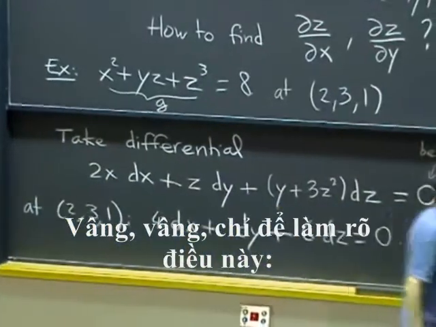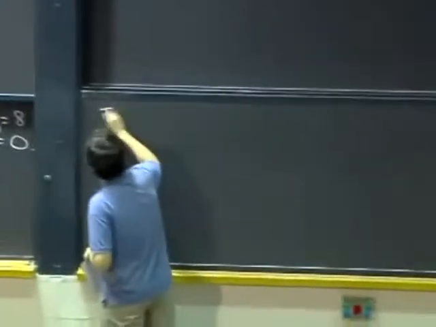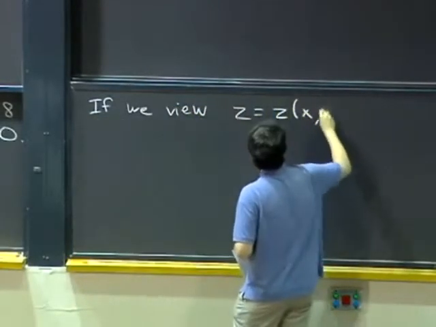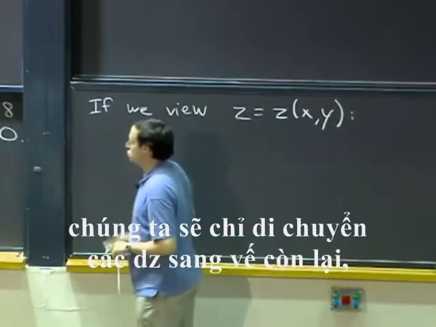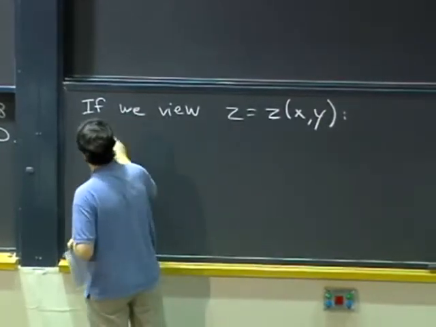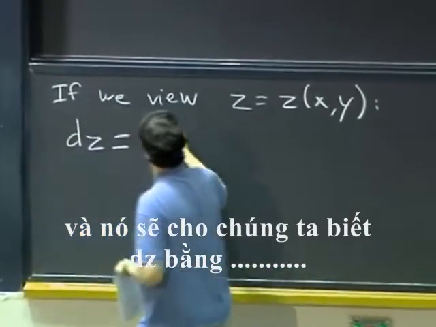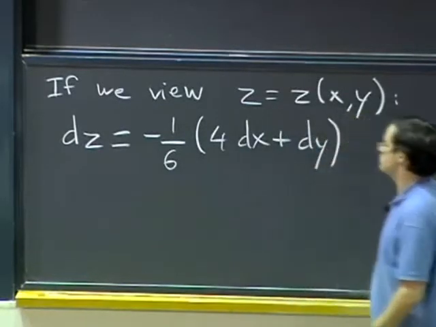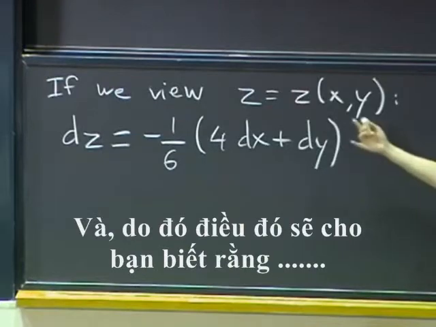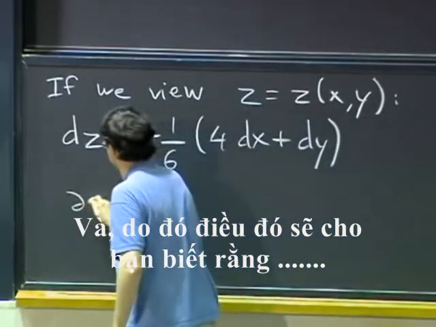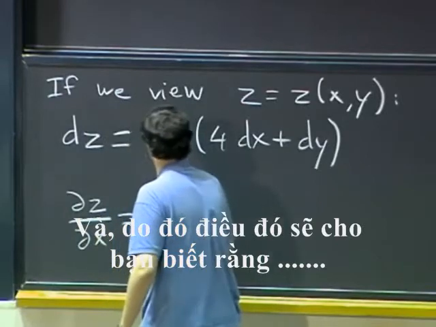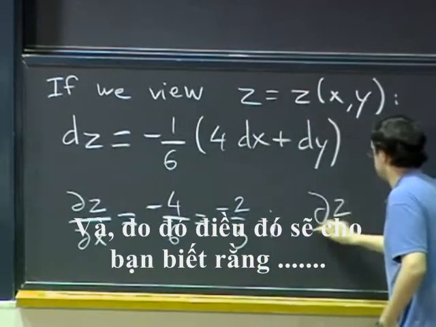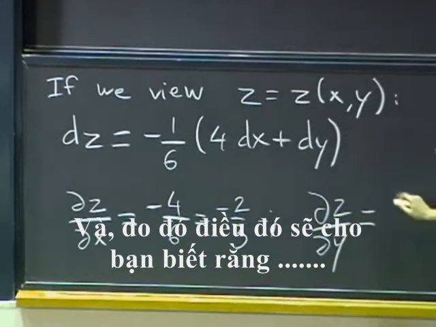Okay, so just to clarify this, if we want to view z as a function of x and y, then what we will do is we'll just move the dz's to the other side, and it will tell us dz equals minus 1 over 6 times 4 dx plus dy. And so that should tell you that partial z over partial x is minus 4 over 6, well, that's minus 2/3. And partial z over partial y is going to be minus 1/6.